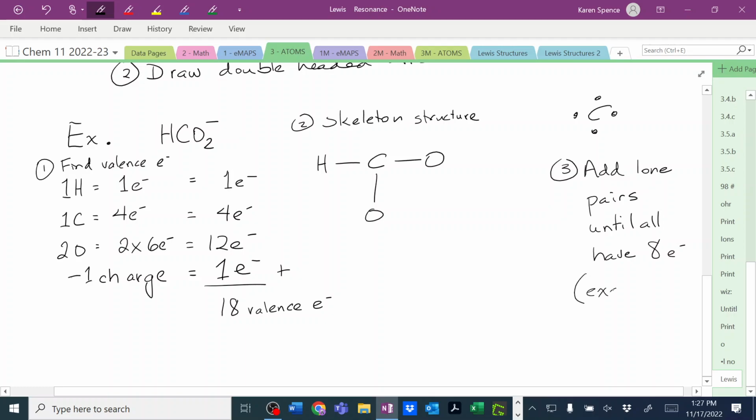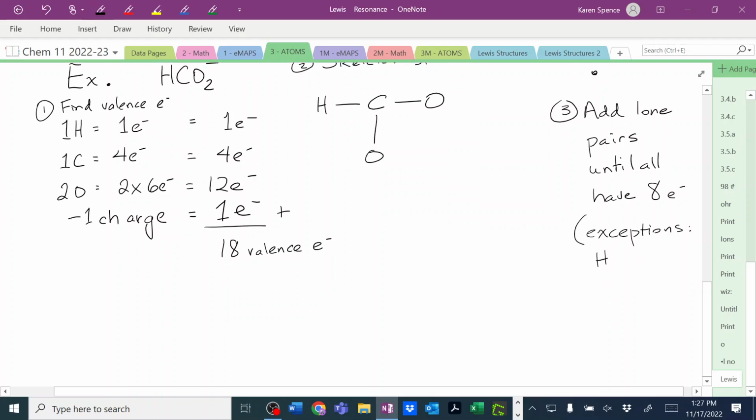Who are our exceptions? Hydrogen, and then B ball, B ball. Whatever you like to do. Hydrogen needs 2, beryllium needs 4, boron needs 6, aluminum needs 6.